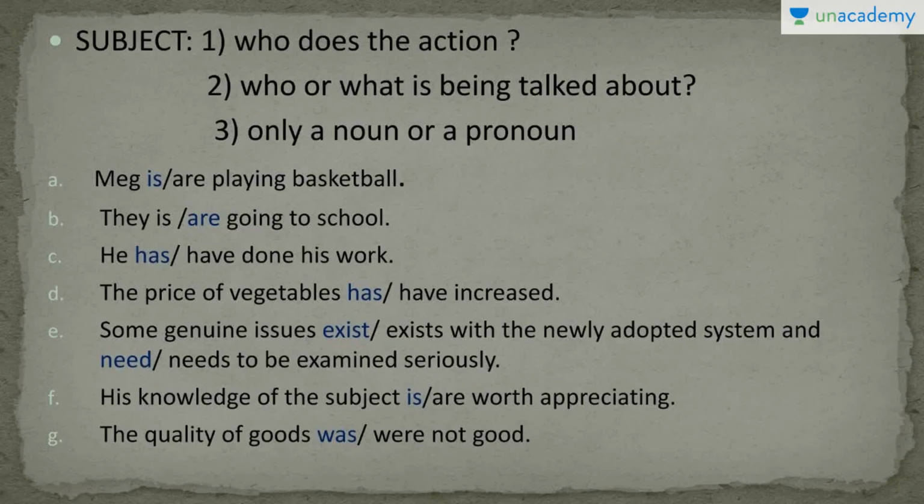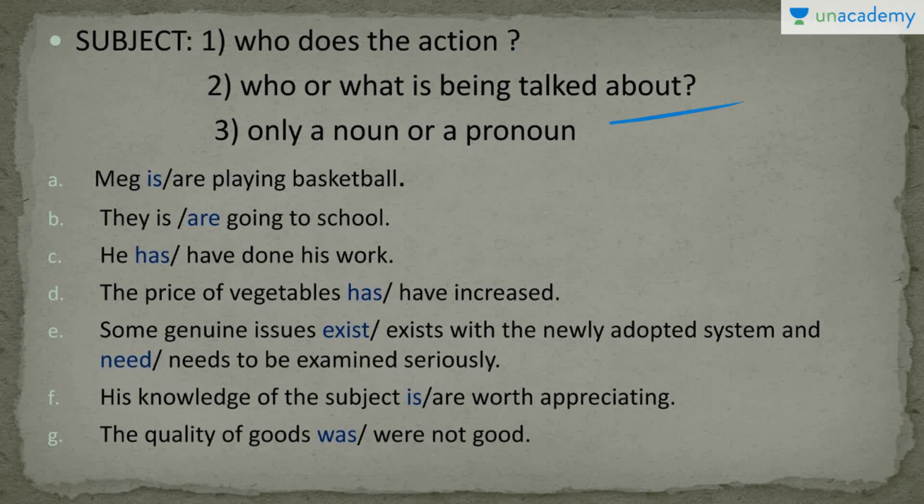Now, it's important that you be able to find out the subject in a sentence because a verb is always in accordance with the subject. For finding out the subject, you need to remember 3 points. First, if there's an action being done in the sentence, the one who does the action, that is the doer, is the subject. Second, if there is no action being done, then the one who or what is being talked about, basically the point of discussion, will be the subject.